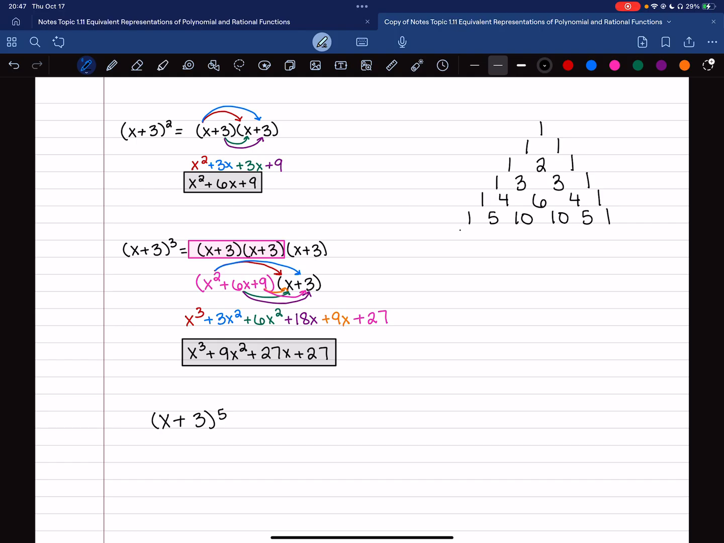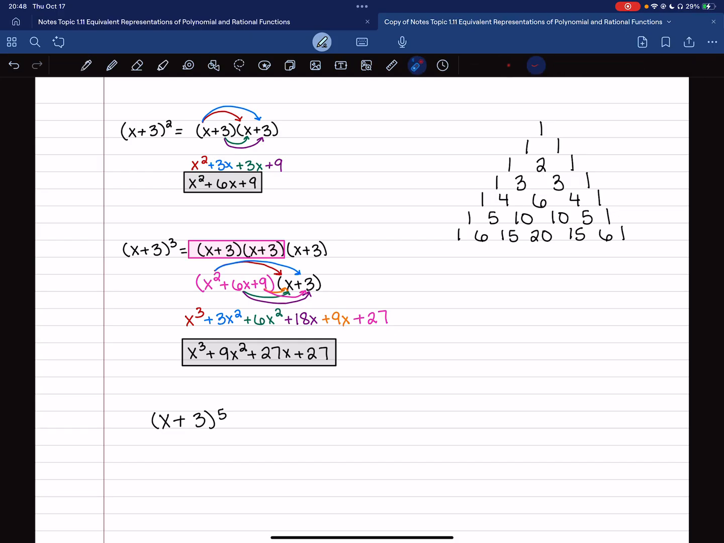So we should have 1. Then we do 1 plus 5, which is 6. 5 plus 10, which is 15. 10 plus 10, which is 20. 10 plus 5, which is 15. And 5 plus 1 is 6, and it ends with a 1.